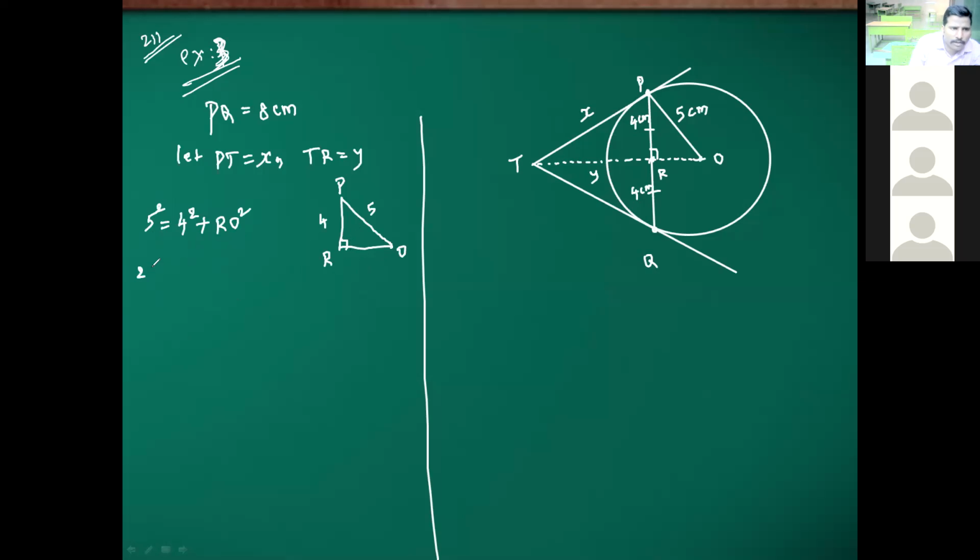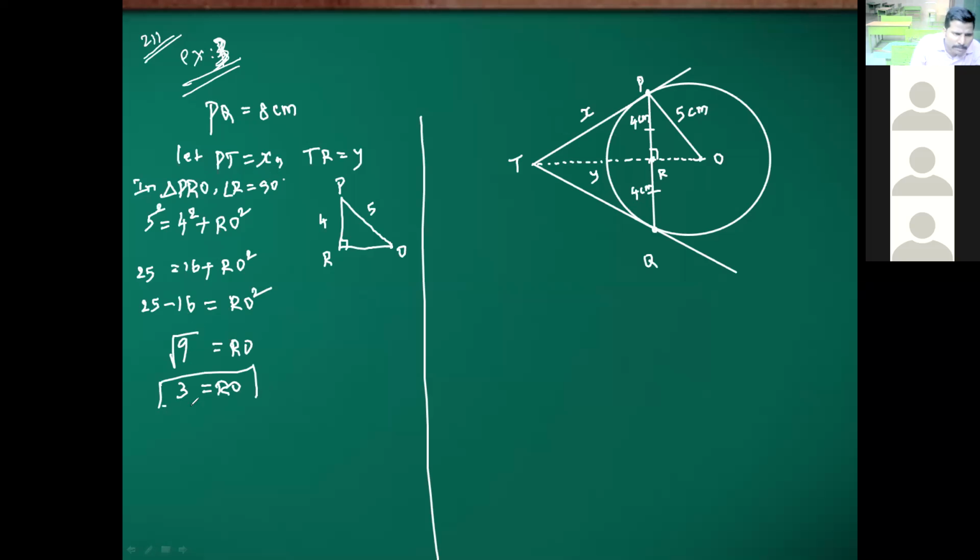That's it. 5 square is 25, equal to 4 square 16 plus RO square. In which triangle am I doing this? Triangle PRO. This triangle I'm using here, R is 90 degree. So 25 minus 16 is equal to RO square. When you subtract, I'm getting 9. Here we have RO square. Square goes to the opposite side as root, 3. Then I'm getting RO equal to 3. Plus or minus 3 you will get, but I'm taking plus 3 because length should be positive. Now we got this is 3.